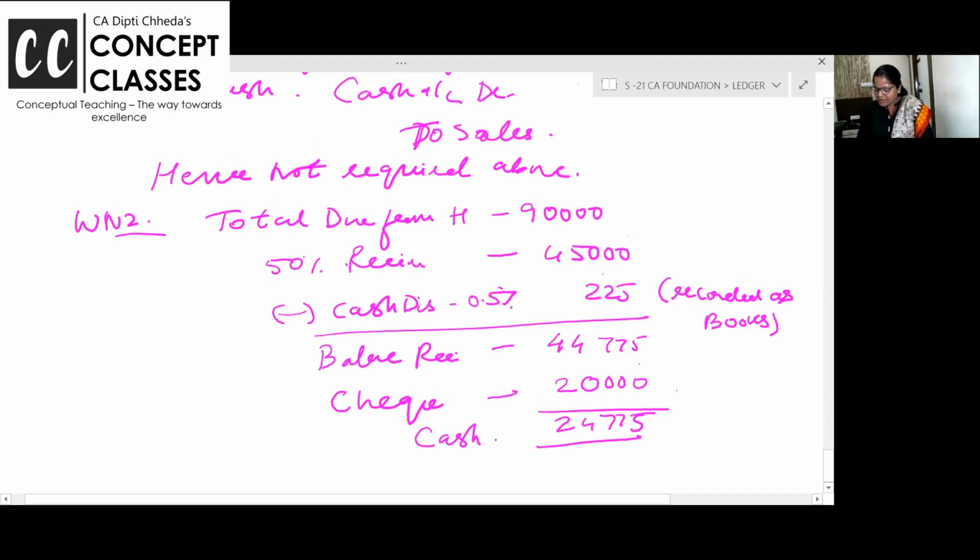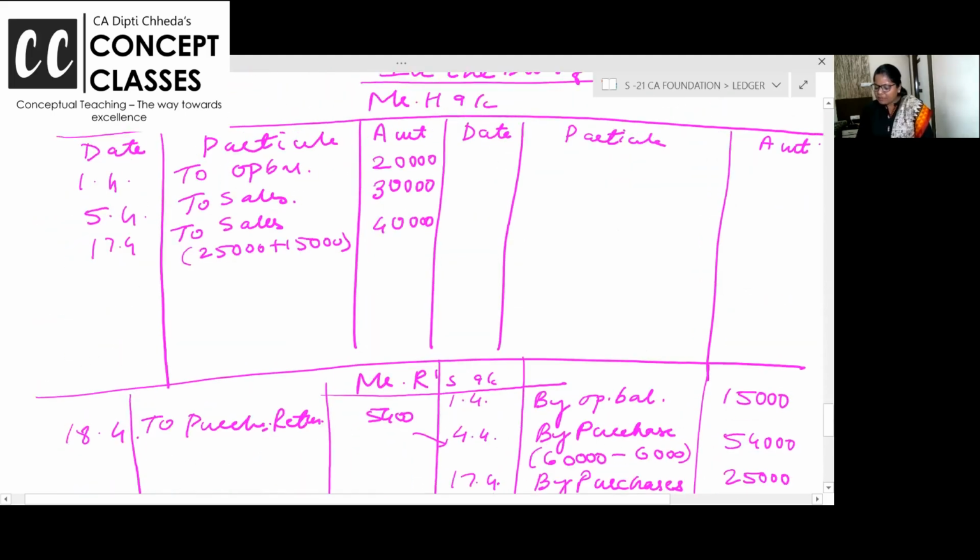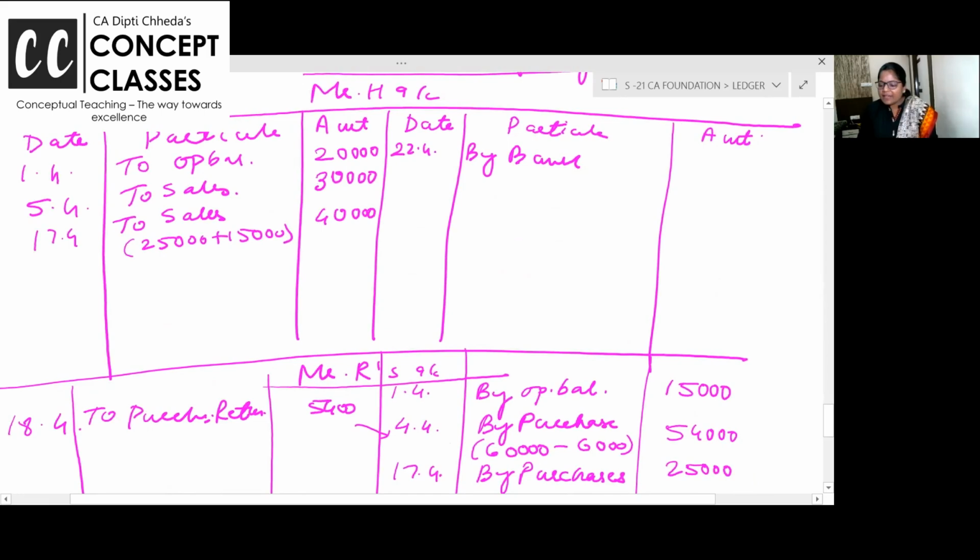Shall we post all this? Yes. Come to H account on 22nd April by bank. How much payment is received by check? 20,000. On the same date by cash, 24,775. By cash.